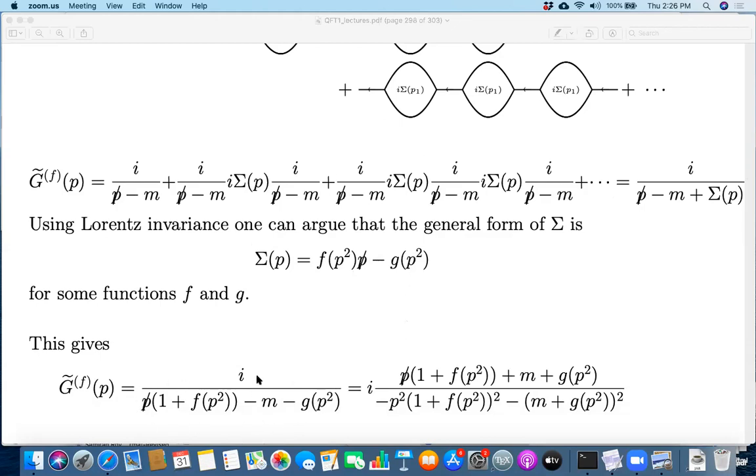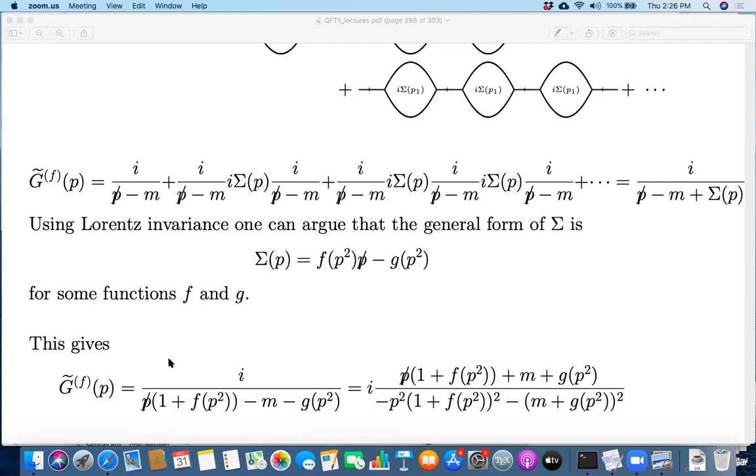And this you can simplify further by multiplying both numerator and denominator. Here I am multiplying numerator and denominator as if they are numbers, but the reason that you can do it is because the matrices that you are using all commute. So you multiply by p slash times 1 plus f of p square plus m plus g of p square. That's what I have done here. In the denominator, when you do this multiplication, the p slash times 1 plus f of p square with p slash times 1 plus f of p square just gives you this, because p slash square is minus p square. The cross terms cancel because one is minus, one is plus, and then this term is minus m plus g of p square whole square.